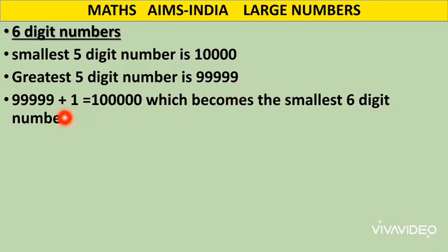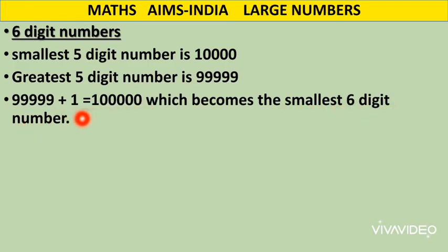99,999 is, how do we find it out? We find it out by adding 1 to it. 99,999 plus 1 is equal to, we have a 6-digit number. 1 in the first place and then 1, 2, 3, 4, 5 zeros. We have 1 followed by 5 zeros. Which becomes the smallest 6-digit number.